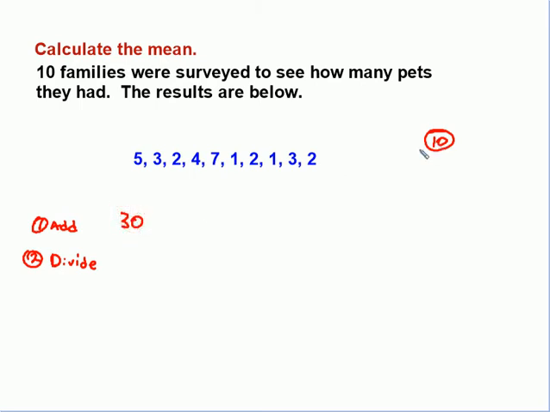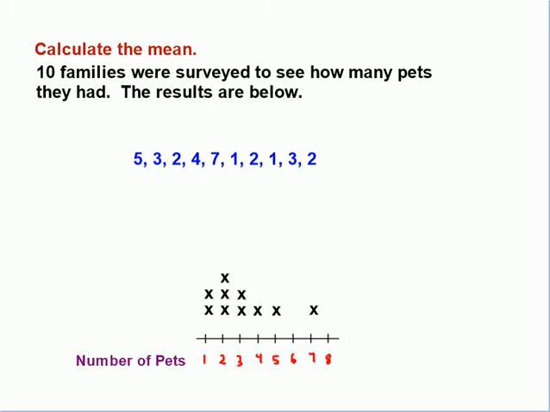And I'm going to divide by the total number, which is 10. So 30 divided by 10. Now I could punch that into my calculator, but it's a little bit obvious that the answer is 3, right? So I know that 10 families were surveyed to see how many pets they have, and the mean number of pets, the average number of pets for all those different families, is 3.